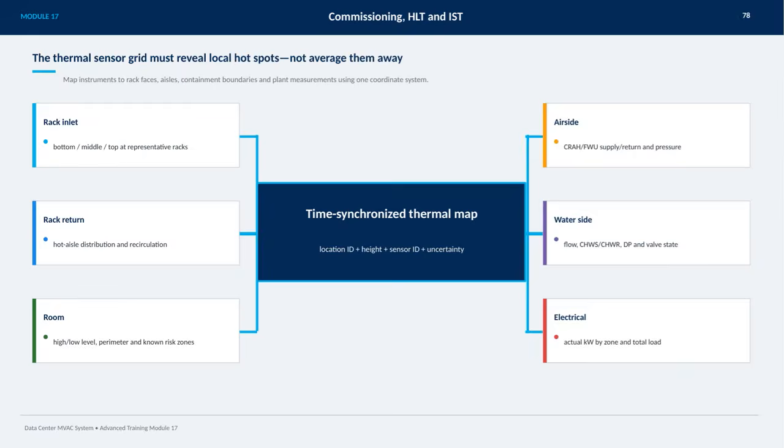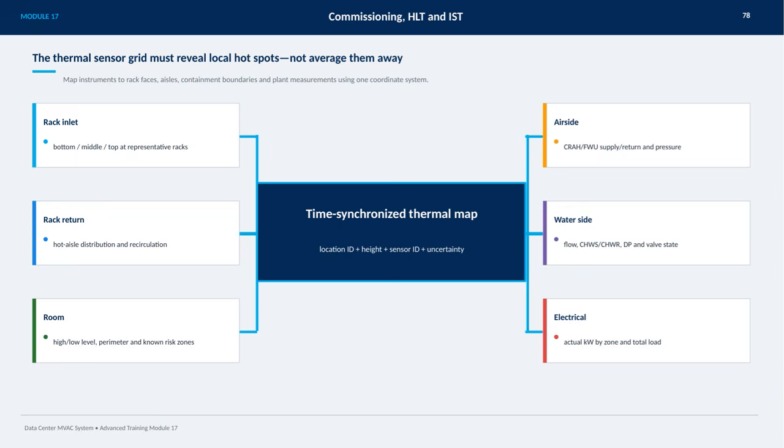The key to effective thermal management in data centers is that the thermal sensor grid must reveal local hot spots, not just average them away. To do this, we need to carefully map instruments to specific points like rack faces, aisles, containment boundaries, and plant measurements, all using a consistent coordinate system.